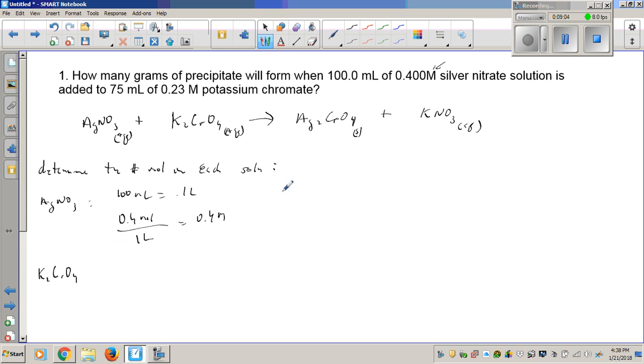So we have 0.1 liters, 1 liter is 0.4 moles. And our answer then is 0.04 moles of the AgNO3, silver nitrate. The next one, we're doing the same thing.